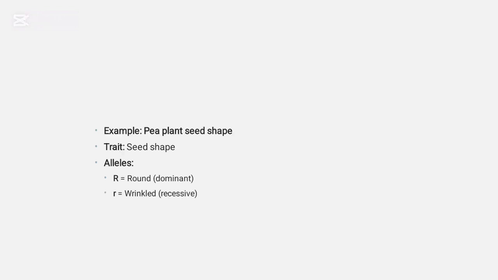For example, pea plant and seed shape. The trait in this law is the seed shape, and the alleles for this trait are capital R for round, which is a dominant trait, and small r for wrinkled seed, which is basically a recessive trait.